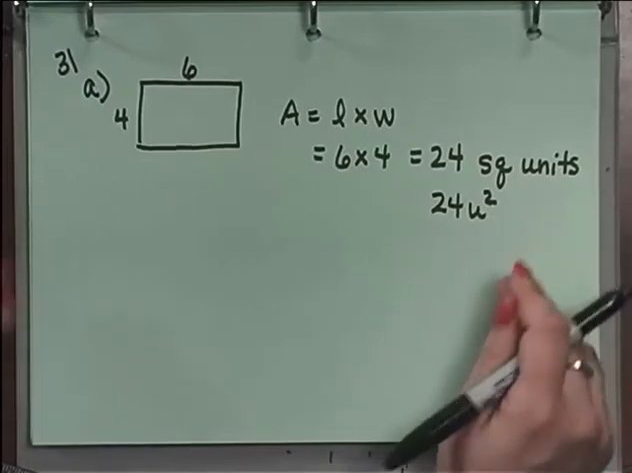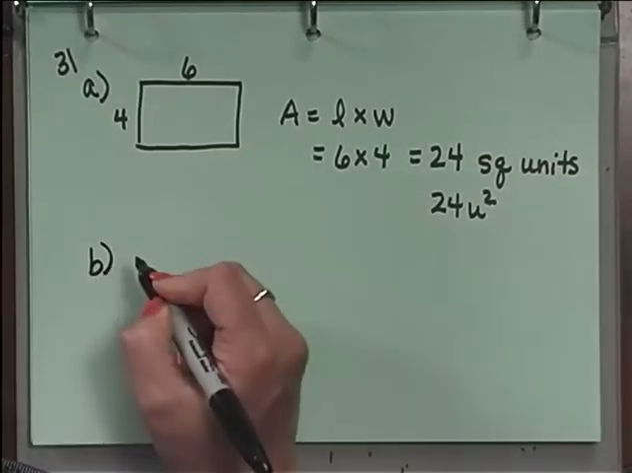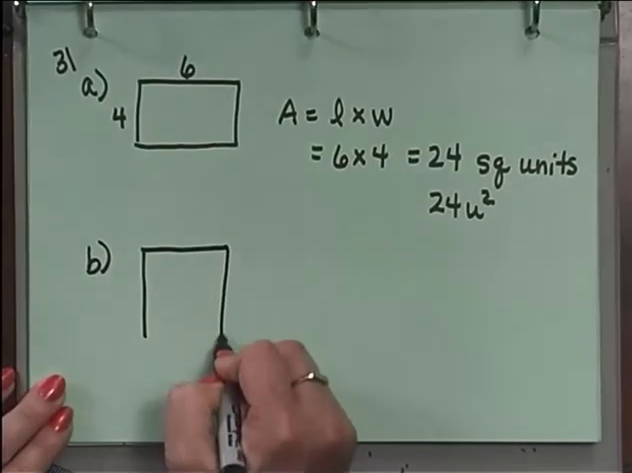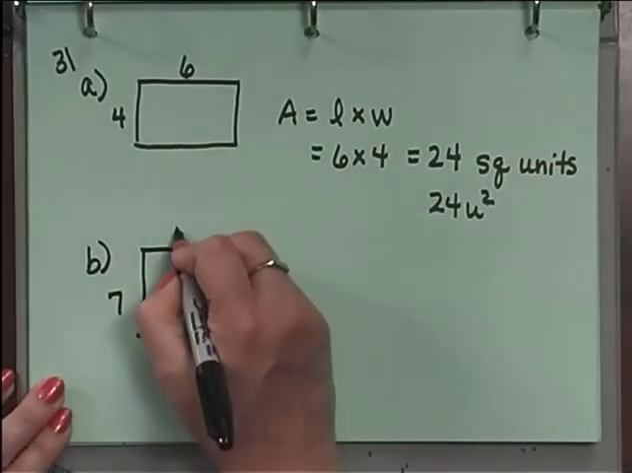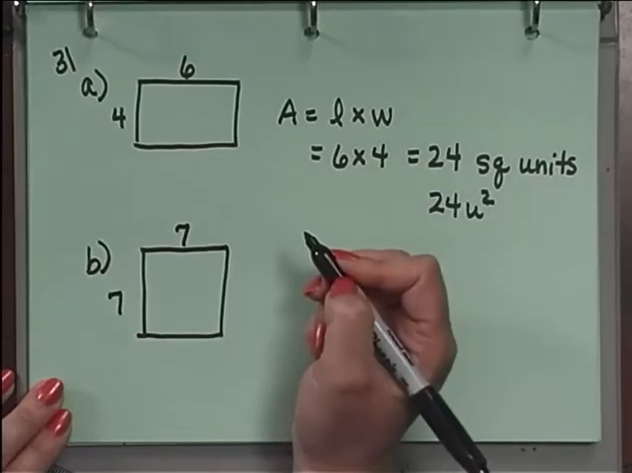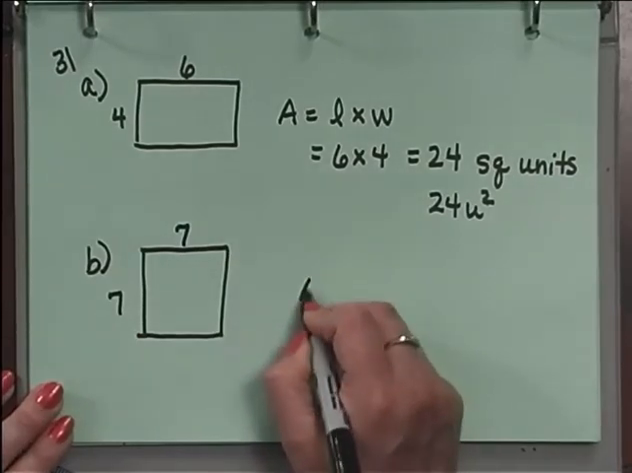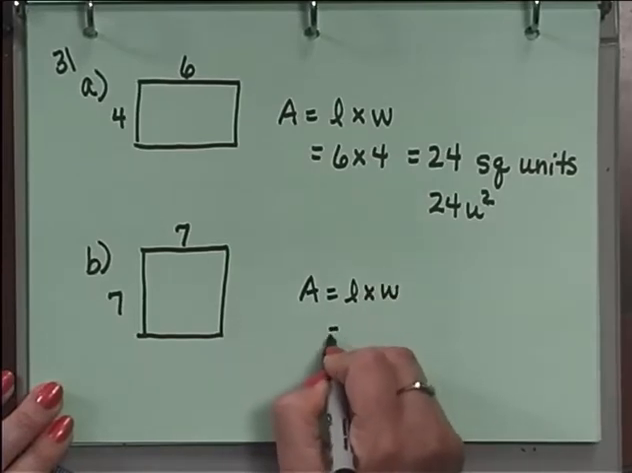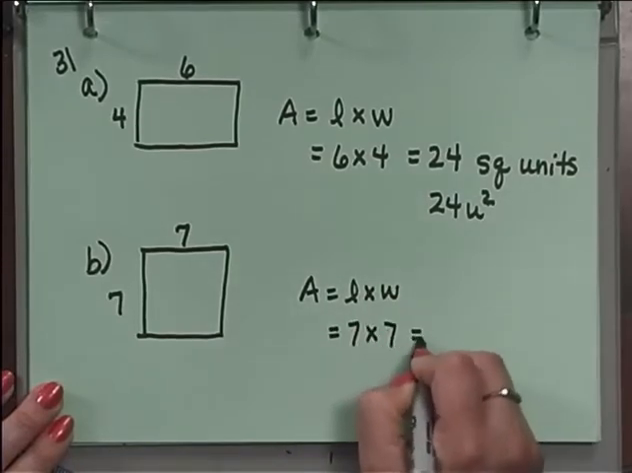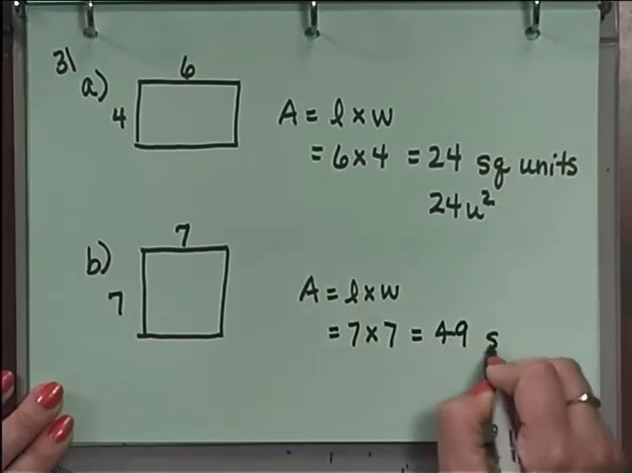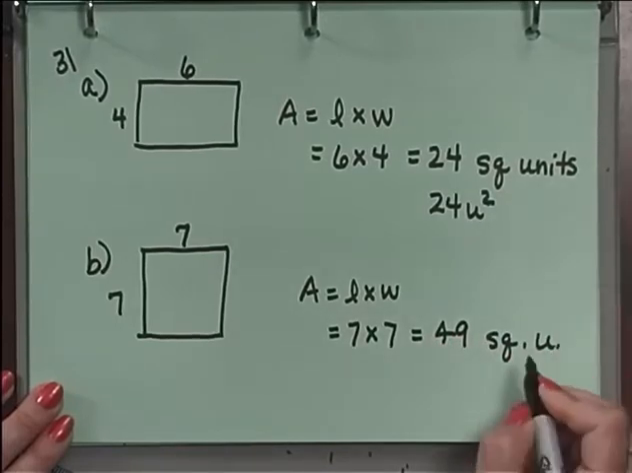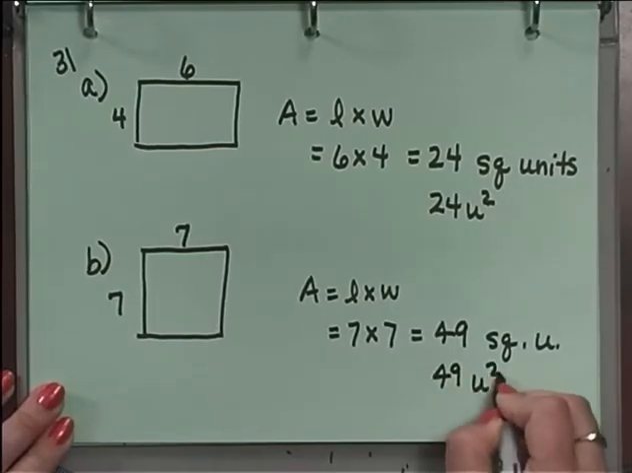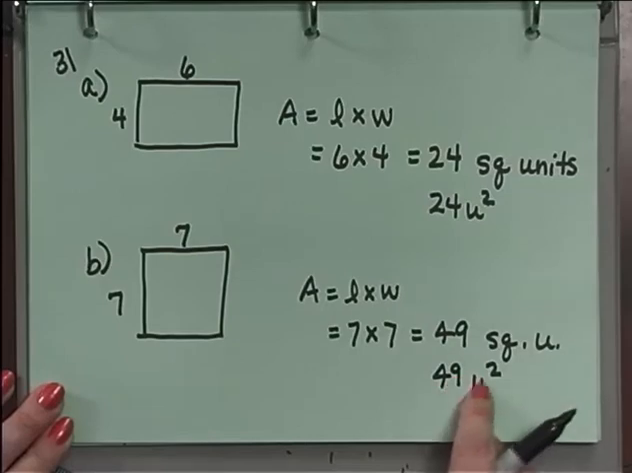Okay, let's look at problem B. In problem B, we have a square that is 7 by 7. So it's 7 units by 7 units. So for this particular one, we would say area is length times width. So it's going to be 7 times 7, which is 49. And so this is 49 square units. Or what you might say is this is 49 units, and put your 2 here, 49 square units.